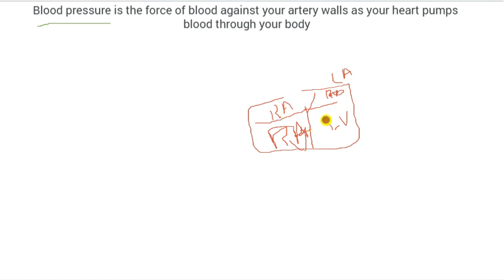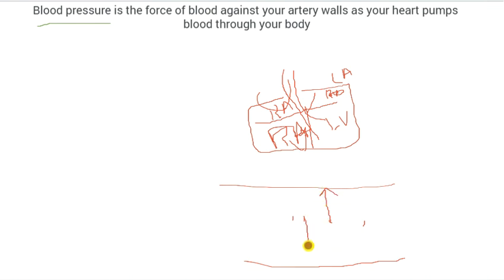From the left ventricle we have the aorta. In a cross section of the aorta, this is our aorta. This is blood, and this blood makes a force against the wall. This is the wall of the blood vessel, made by endothelial cells. So this blood makes a force against the arterial wall. This force is pressure.